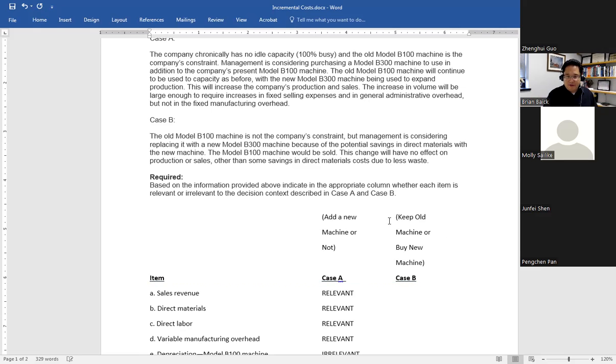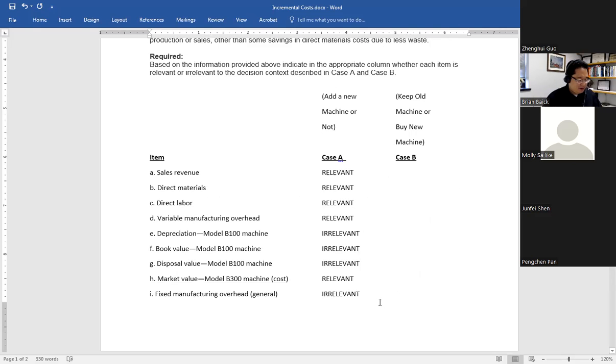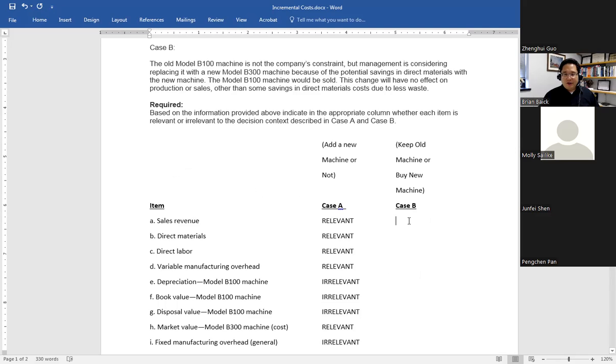I think people have these decisions all the time. Should I keep my old car or should I buy a new car? And you're not going to be able to keep both because you're either going to use the old machine or the new machine. Let's see what happens now. Okay, sales revenue. I don't think you're going to get any extra sales revenue if you have the new machine or the old machine. You're going to have the same sales revenue.